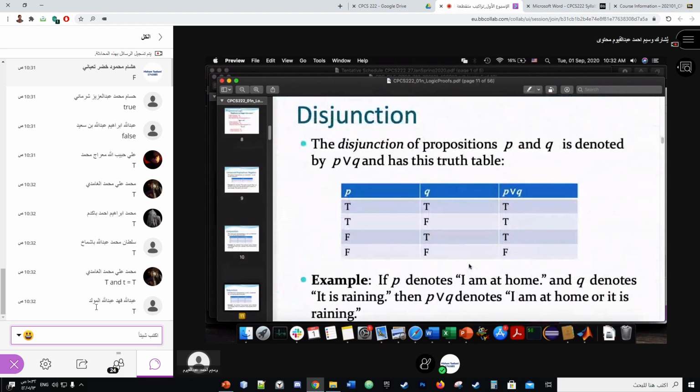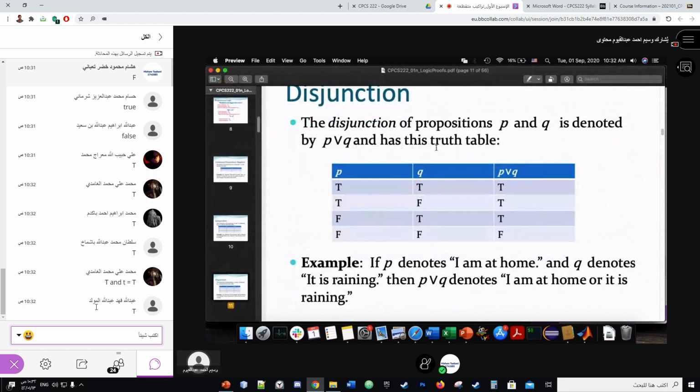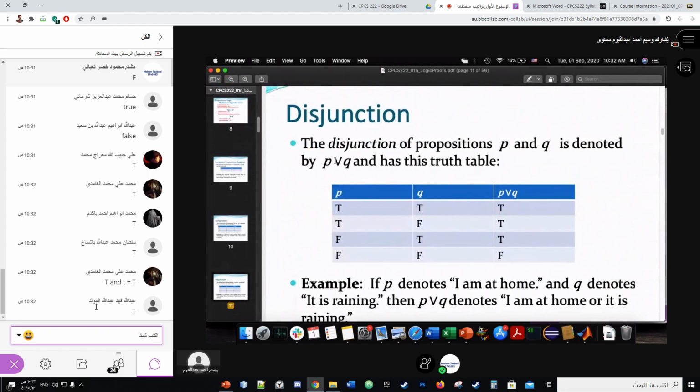Disjunction. Disjunction is the or. This is the or symbol. It's an inverted V. This means it's or. Okay, and the truth table is: true or true is true, true or false is true, false or true is true, false or false is false. So even if one of them is true, the resultant is true.